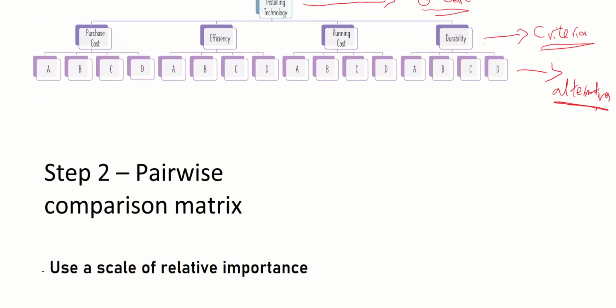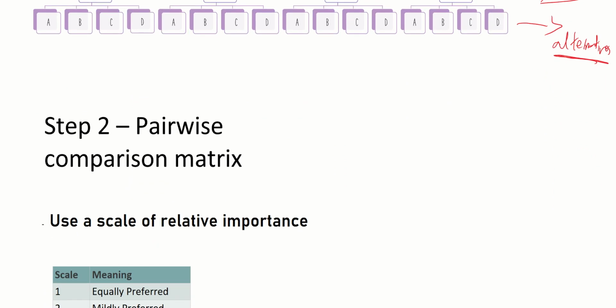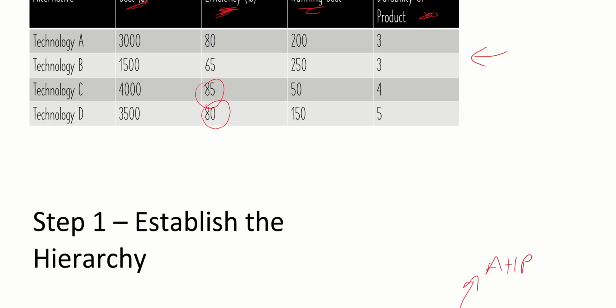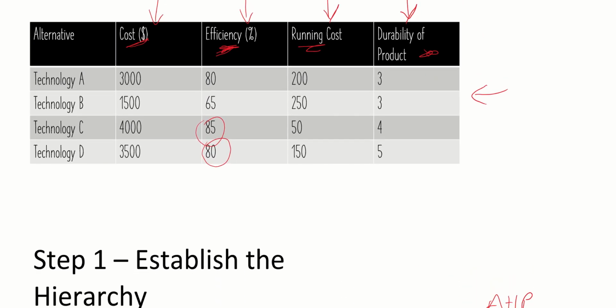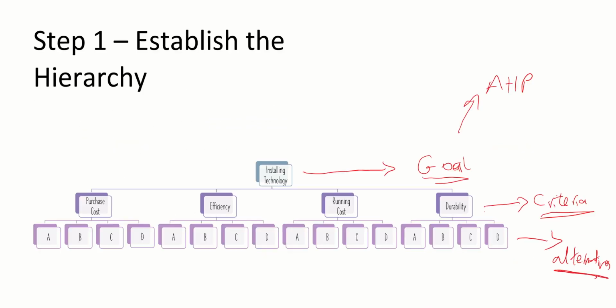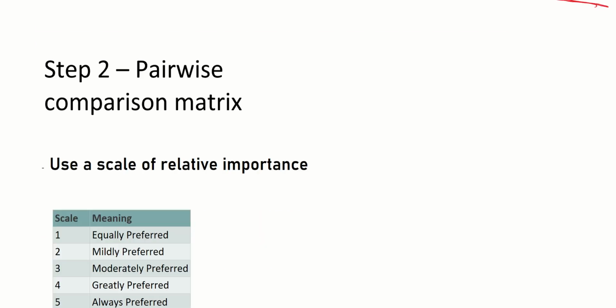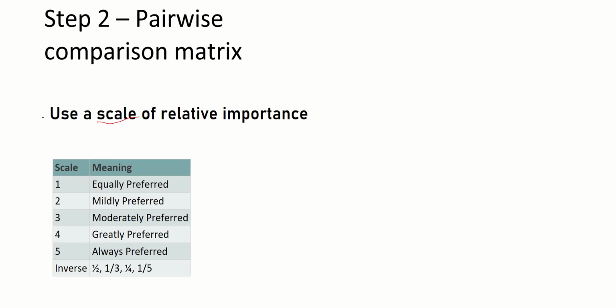The second step, and this is the most important thing, is generating the pairwise comparison matrix. That's the input that's most important. So not the numbers over here that you've seen. So not these cost, efficiency, running cost. These are just, they report on the criteria, but we need to establish the comparison between the criteria. And to do that, we need to use what we refer to as the scale of relative importance.